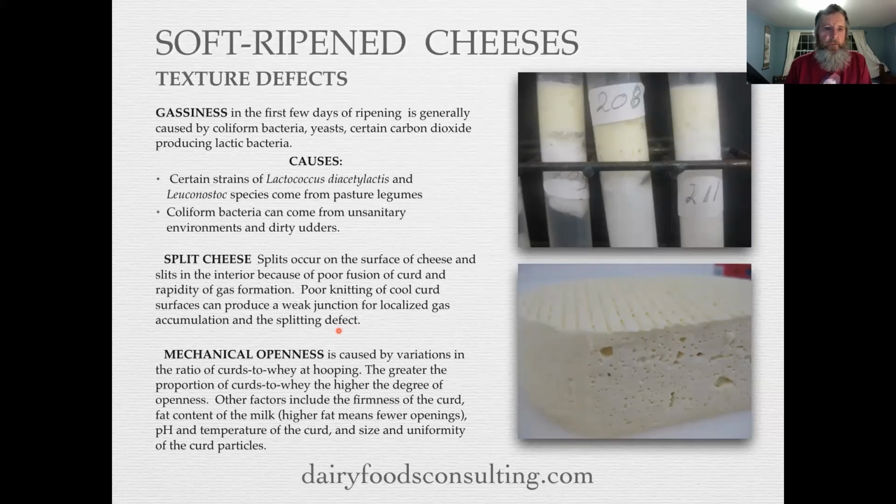Split cheese, that's poor knitting of the curd. So the curd isn't actually fusing together well, and it's not really there the next day. It's just not holding together, and we start to get these splits. First we can see them on the surface, and then eventually the cheese sort of opens up. So that has to do with cheese making technique, and then maybe some gas being formed as well. But that goes back to the cheese room mostly.